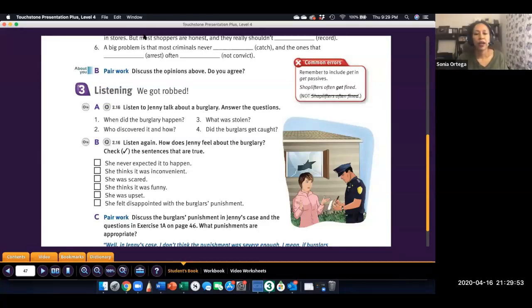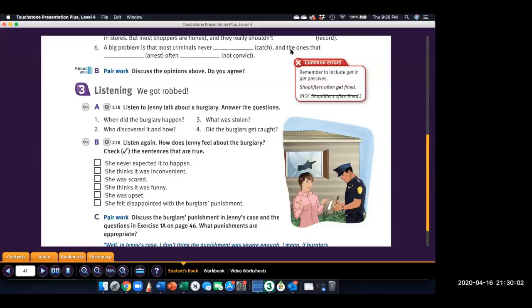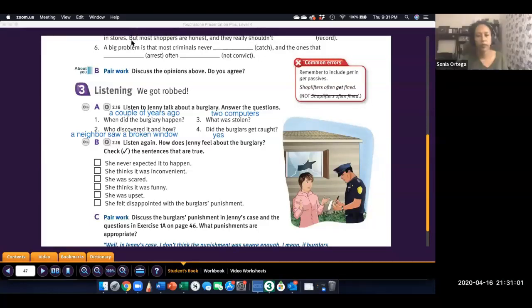So, play again if you need to, and then when you're ready, I'll show you the answers for part A. These are the answers you should have for part A. Listen again if you need to, and then you will check the sentences that are true about how Jenny feels about the burglary. And then when you're ready, continue the video and I'll show you the answers.